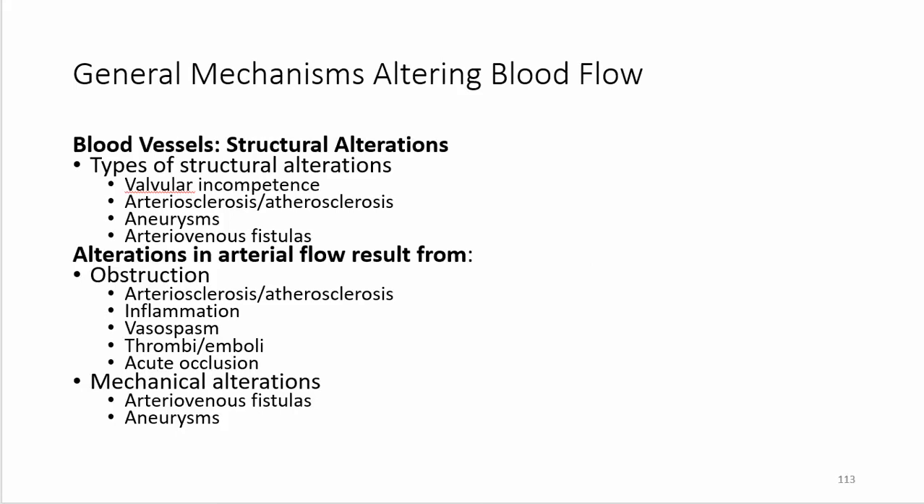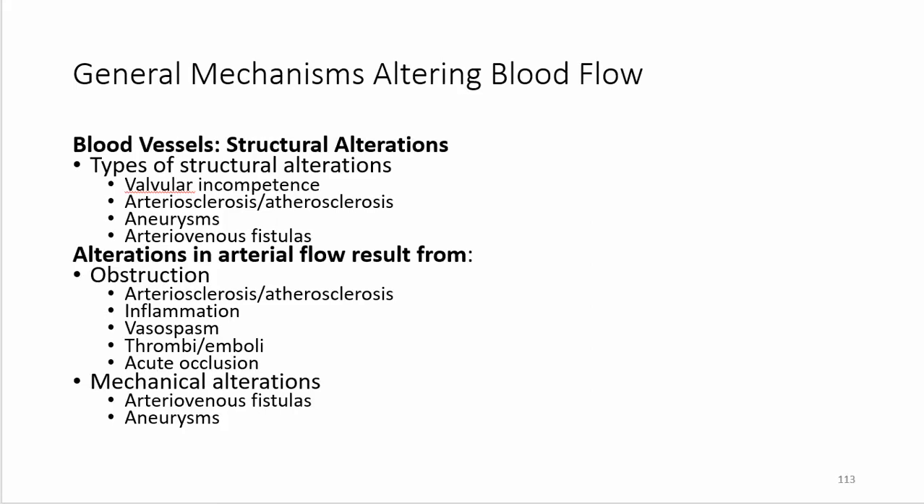On the arterial side, we can have obstructive problems like the arteriosclerosis. Inflammation can do it. Vasospasm is a big deal. As you remember from A&P and hemostasis, vascular spasm is the first stage after tissue injury of a blood vessel. So vasospasm will severely limit blood flow past it. Different thrombi, clots, and emboli, dislodged clots or fat emboli, things like that, can have a major obstruction in arterial flow.